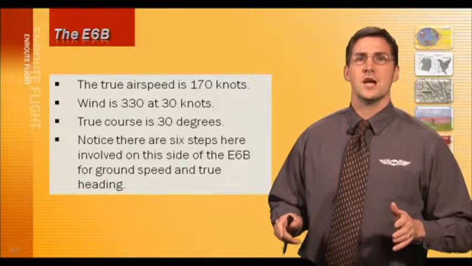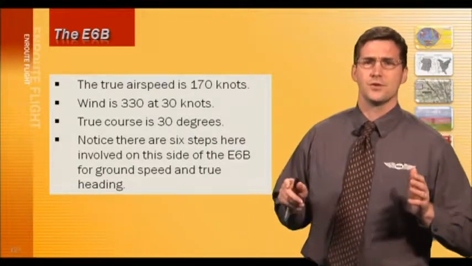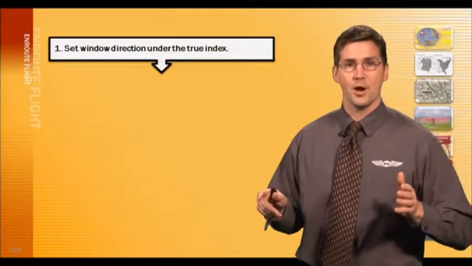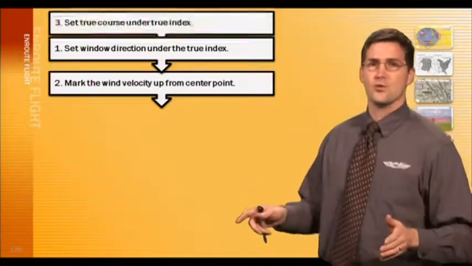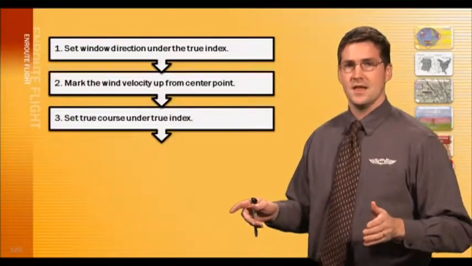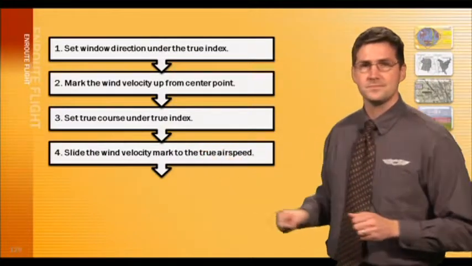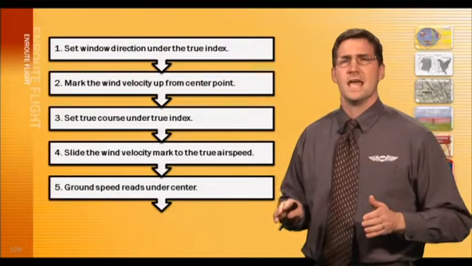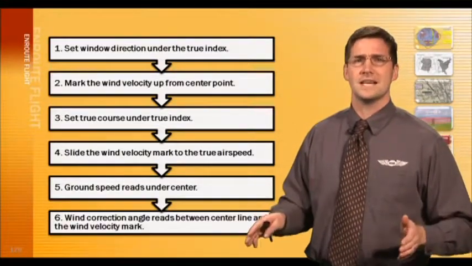Here are the directions. Notice there are 6 steps involved on this side of the E6B used for ground reference. First, set the wind direction under the true index. Then, mark the wind velocity up from center point. Third, set true course under true index. Then, slide the wind velocity up to the airspeed. Then your ground speed will read under the center, and your wind correction angle will read between the center line and the wind velocity mark.